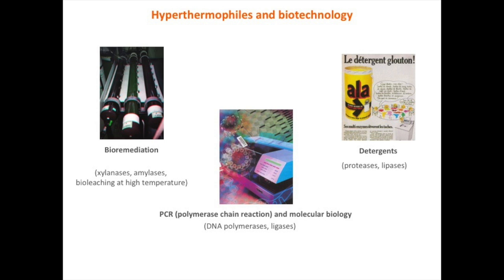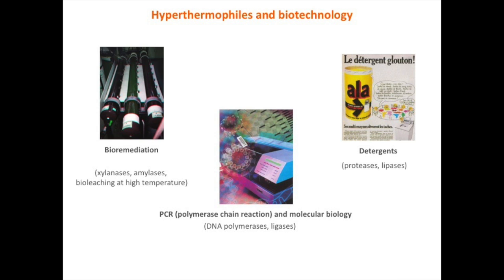But perhaps one of the most important applications of thermophilic or thermostable enzymes is the PCR, the polymerase chain reaction, because it is based on the amplification of DNA using a DNA polymerase that is thermostable. These polymerases can come from a variety of different thermophilic organisms. The famous Taq from Thermus aquaticus amplifies DNA at 72 degrees, but it can tolerate much higher temperatures.